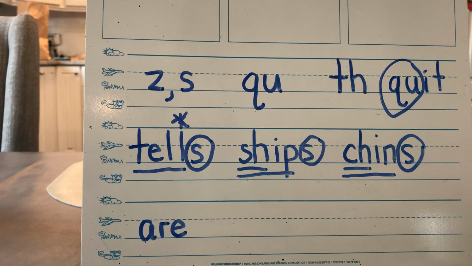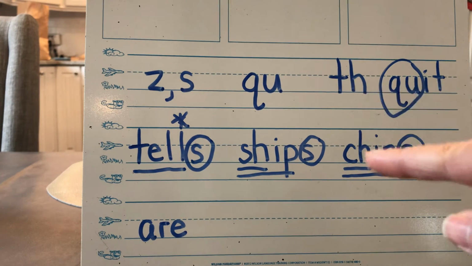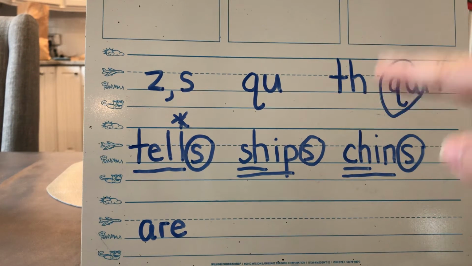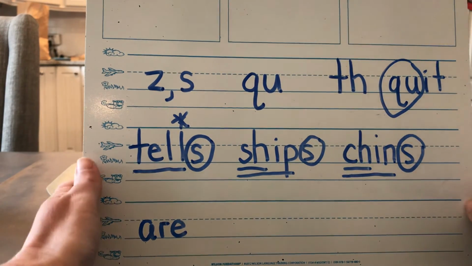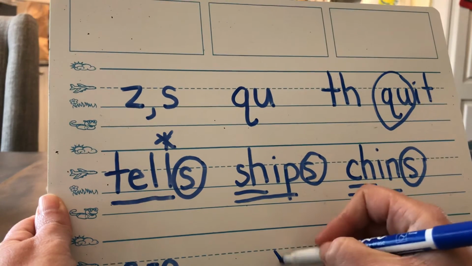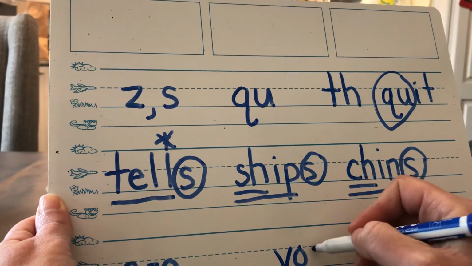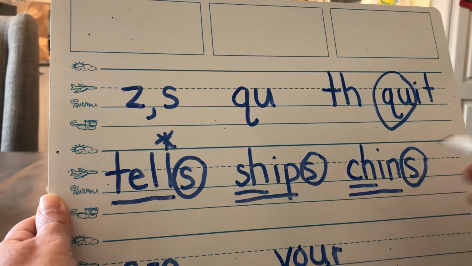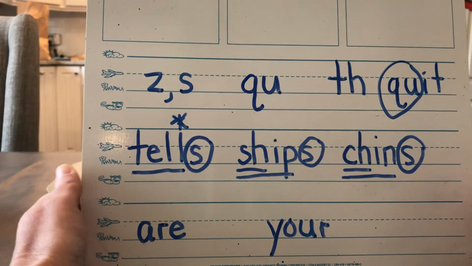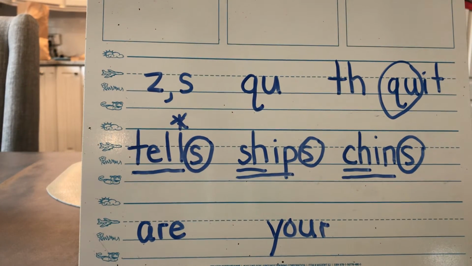Next trick word, your. Say your. I like to think of your like the word you with an R at the end. How do we spell your? Let's remember. Y-O-U-R. Now we can write it. Y-O-U-R. Your handwriting is very neat.